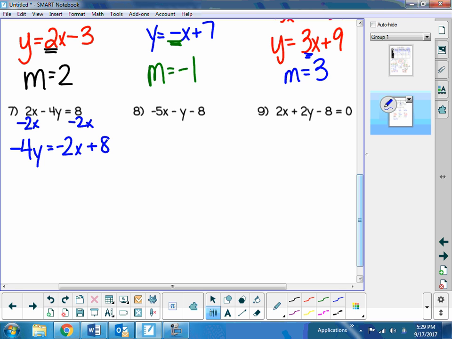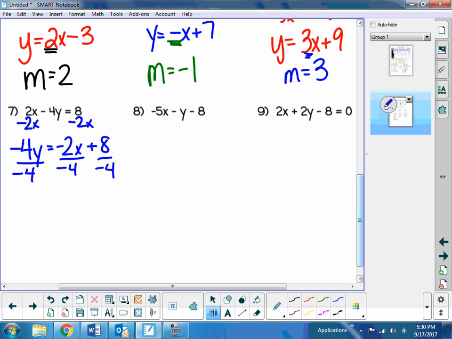Okay, now, y is still really not by itself. Now, it's isolated as far as it's all on the left-hand side there, right? But I need to get rid of that negative 4. So I need to undo that multiplication, which means I'm going to divide every single term by negative 4. Remember, every single term by negative 4.